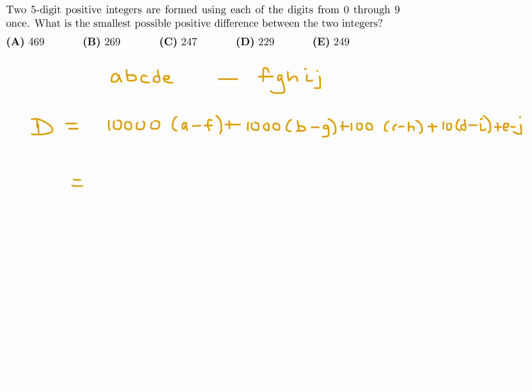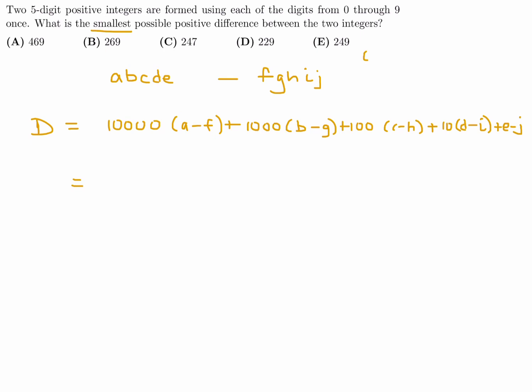Now we want this to be as small as possible. Okay, so let's talk about this one at a time. How can I make this as small as possible? I can't make it negative because it's got to be positive. Okay, so that's out. Can I make it 0?